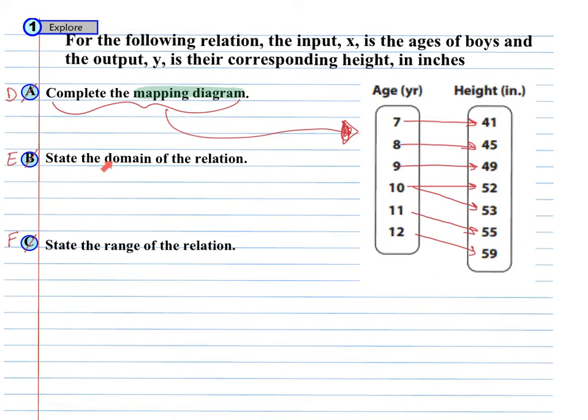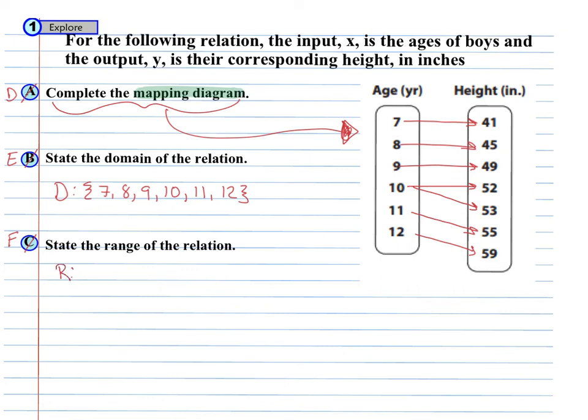And now it says state the domain of the relationship. Your domain is your X coordinates, either in the mapping diagram, in the table, or in the set notation. When you're writing your domain, make sure you're using the curly brackets and you're going from smallest number to biggest number without repeating any number. So this is my domain. The numbers should not repeat, and it should be from the smallest number to the biggest number.